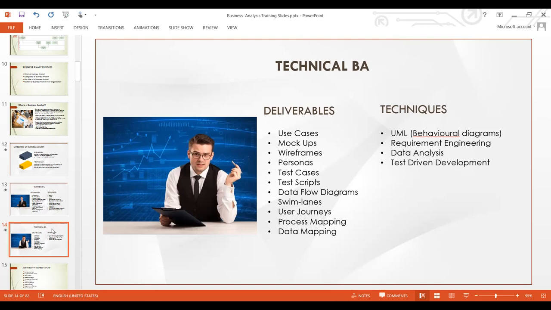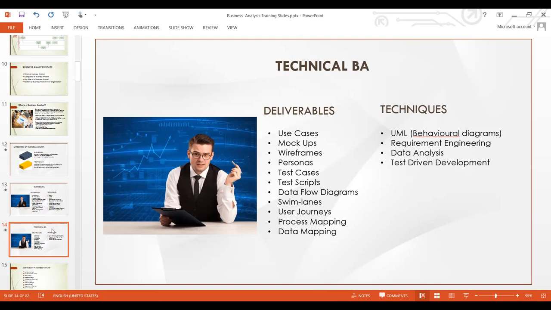This is some of the things in technical BA. We call it technical BA because most of the deliverables here are technical. Most of them are diagrams and drawings, using tools like Visio, Draw.io, and Lucidchart, and using Unified Modeling Language. So they are more technical than the business BA. That's why we call it technical BA.